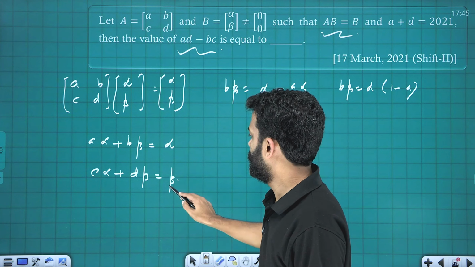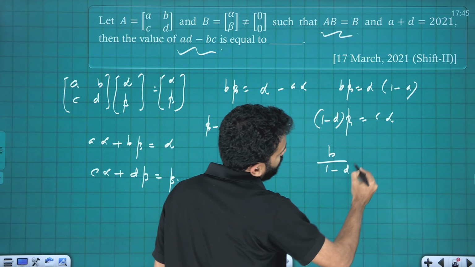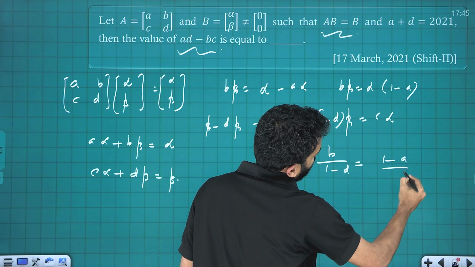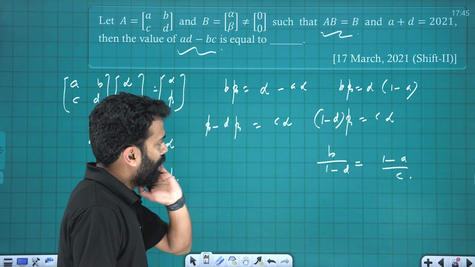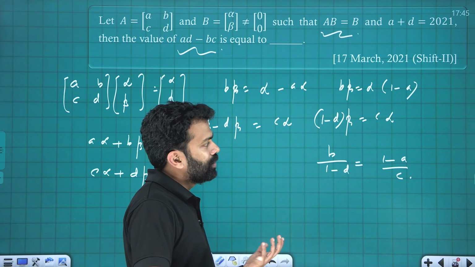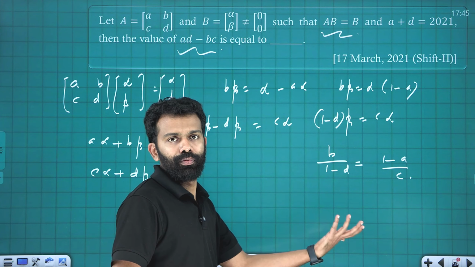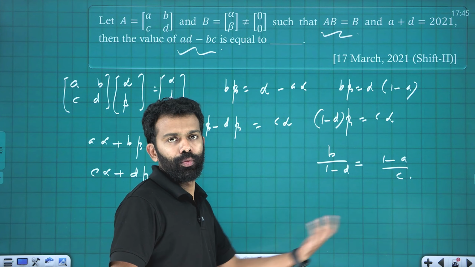So, you got 2 equations in terms of alpha and beta, and how are you planning to eliminate them? Just divide it, you will get an equation without alpha and beta. That is B by 1 minus D is equal to 1 minus A by C. Now our concern is we do not know any one among the 4 parameters. Then how are you going to proceed? Be mentally strong and just cross multiply it, you will get the answer. You will soon find out.